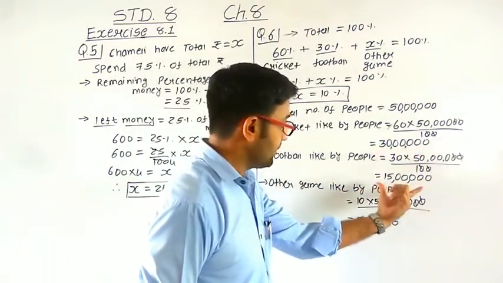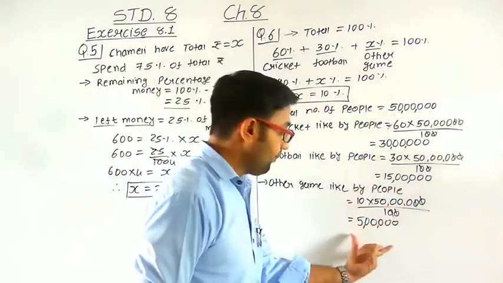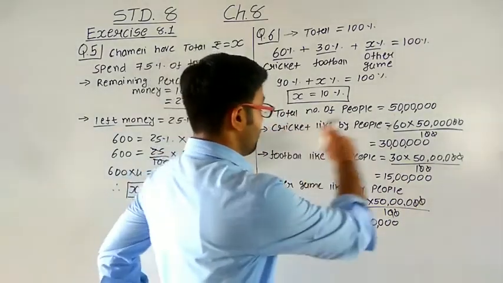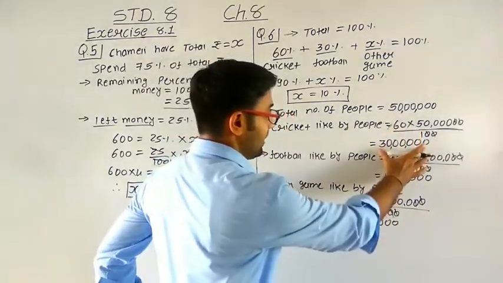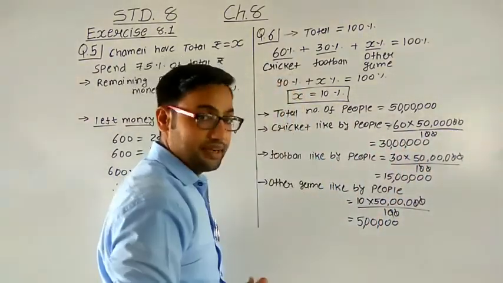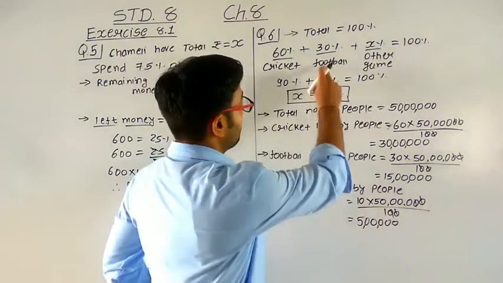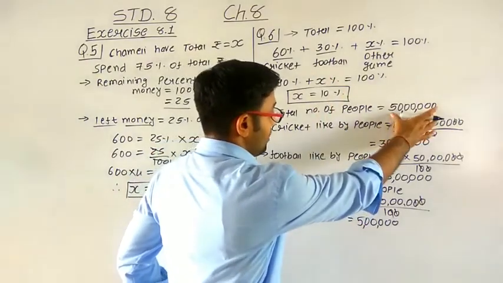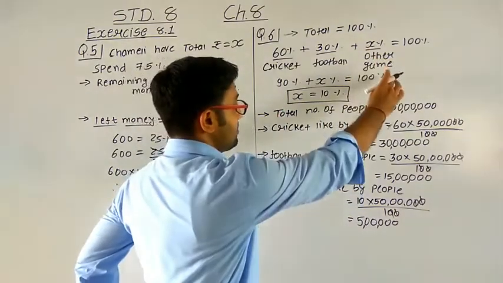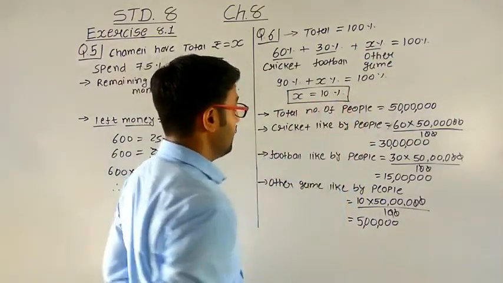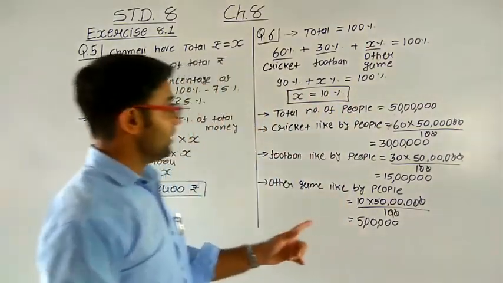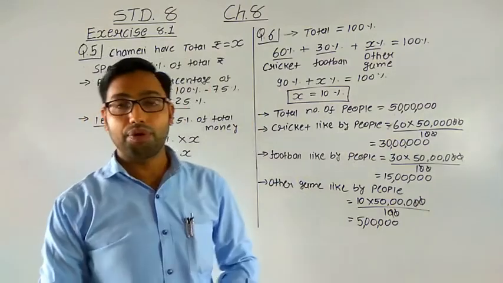So the total is 30 plus 15, which equals 45, and 45 plus 5 equals 50 lakh. Out of the total 50 lakh people, 30 lakh people, which is 60% of the total, like cricket. Football is liked by 30% of the total 50 lakh, and we get 15 lakh. Other games are liked by 10%, and the number of people we get is 5 lakh. So in this way we can solve this type of problem.